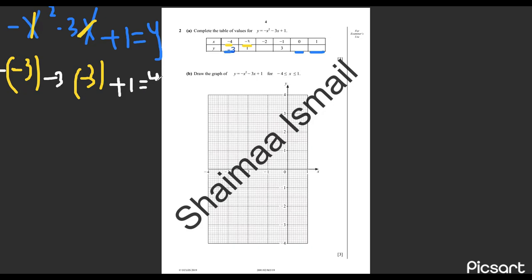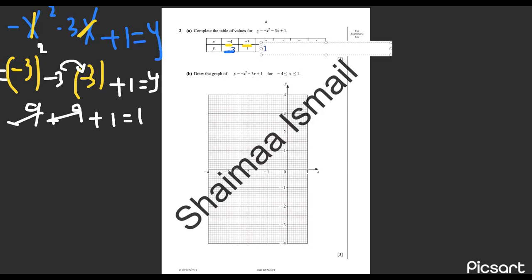Let's calculate. So here negative 3 to the power of 2 is equal to 9, and we have a negative sign outside. So minus 3 multiplied by minus 3, which is plus 9, plus 1. It's clear that we combine the positive with the negative, so the y is equal to 1. So negative 2 and 1 here, which we already have it here.